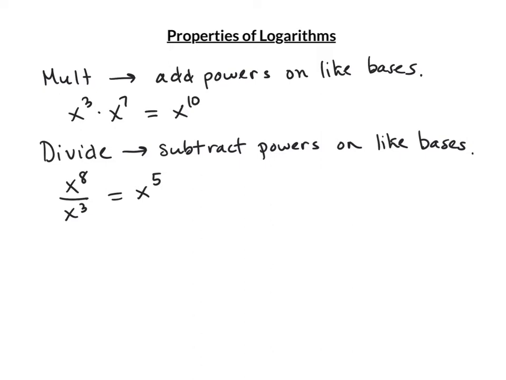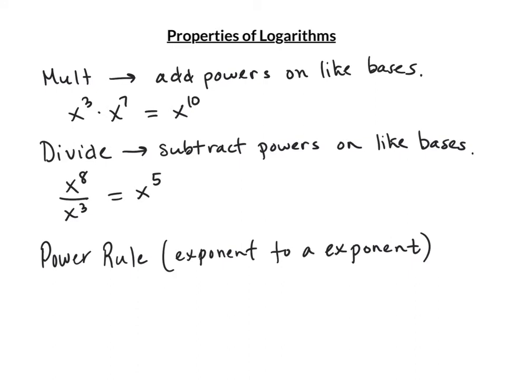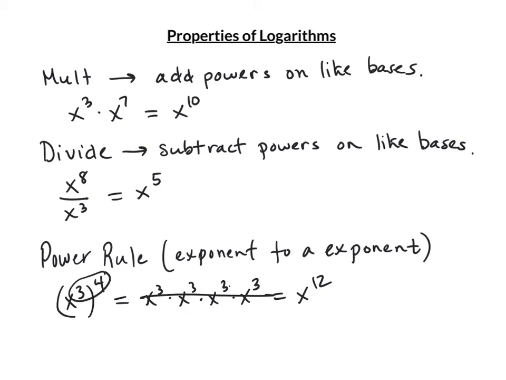And then we add the power rule. That's an exponent to an exponent, like x cubed to the 4th power. Quick reminder, that's x cubed times x cubed times x cubed times x cubed. And 3 plus 3 plus 3 plus 3 is x to the 12th, but we don't want to do this. We know the shortcut. When we have a power to a power, we multiply our exponents.